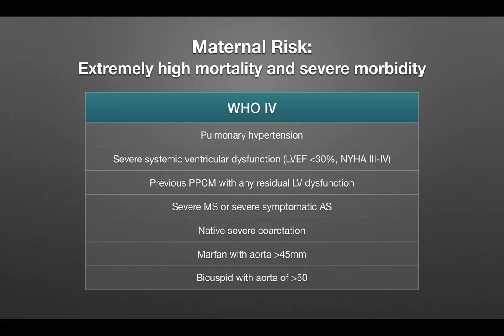WHO4, pulmonary hypertension. So you have someone with cyanotic heart disease and significant pulmonary hypertension. That would be a WHO classification 4. This is extremely high morbidity and mortality. This includes severe mitral stenosis, severe symptomatic aortic stenosis, coarctation, anyone with Marfan's with an aorta greater than 45 millimeters, bicuspid greater than 50. So as you see in these WHO classifications, a lot of imaging parameters are important to know.